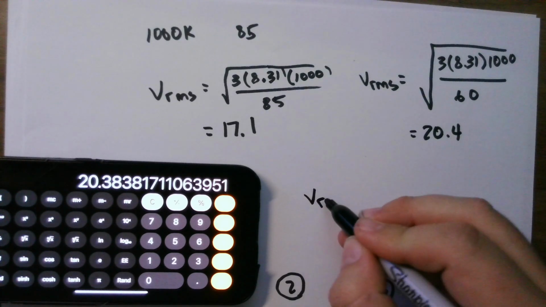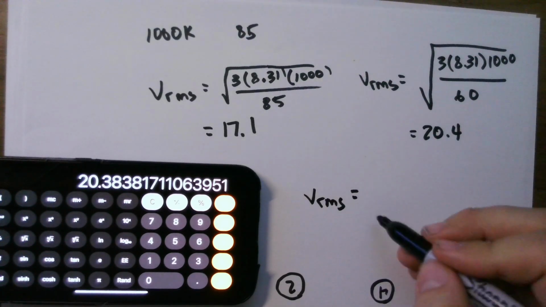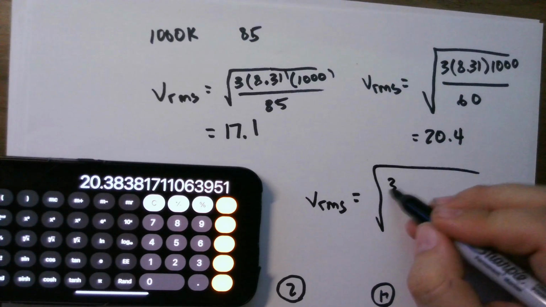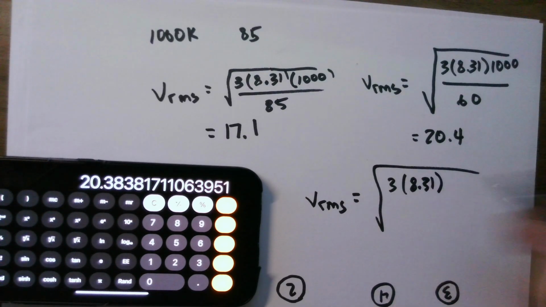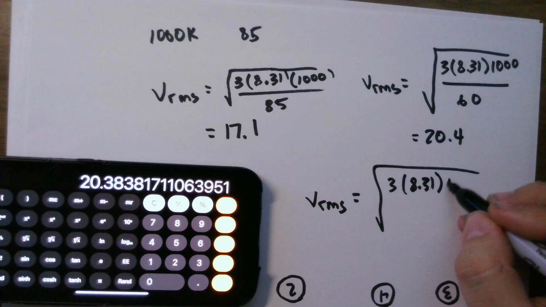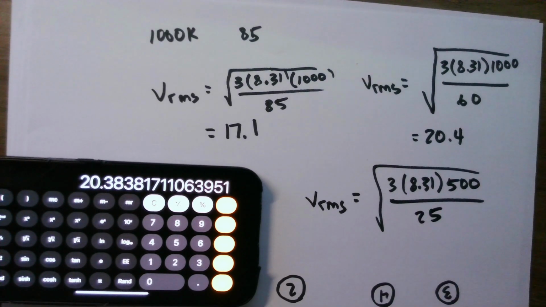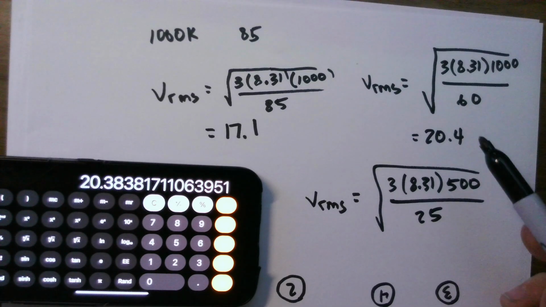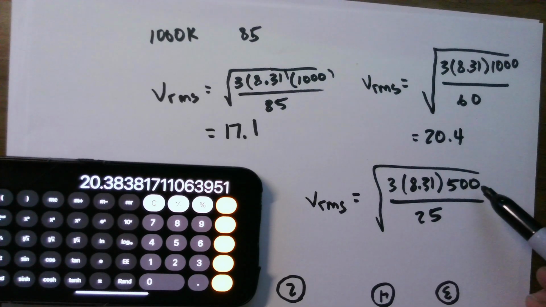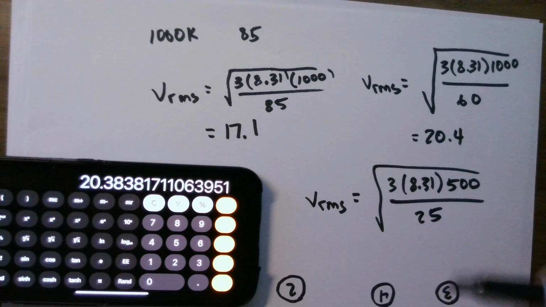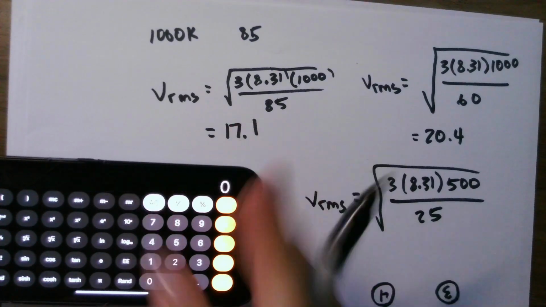Now our last velocity is 3 times 8.31. My last temperature was 500 and the molar mass 25. So I'm not sure what's going to happen here. I made this number on the bottom smaller, but for that reason, this number should be bigger. But at the same time, I made the temperature smaller, so it should be smaller. So I'm going to have to do the math to see how this one works out.